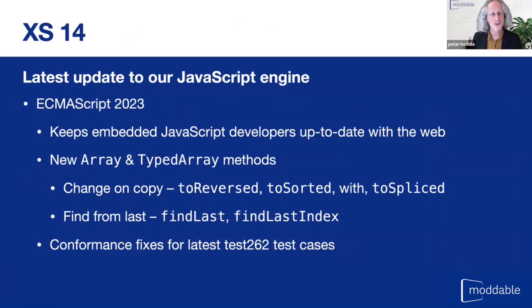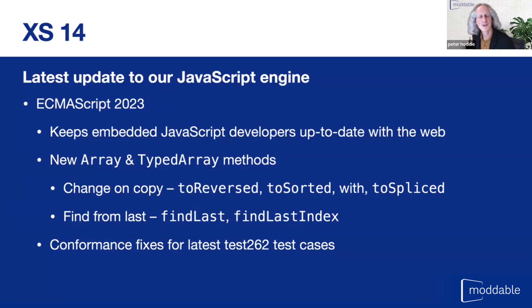So this release, one of the main features is XS version 14. We tend to do an update about once a year, a major update to XS in the spring when the new version of the ECMAScript language standard is released. And so that's going to be finalized in June. And so we release XS 14. The idea is always to keep embedded JavaScript developers up to date with the web so that whatever features of JavaScript you use on the web, you also can use on embedded devices.